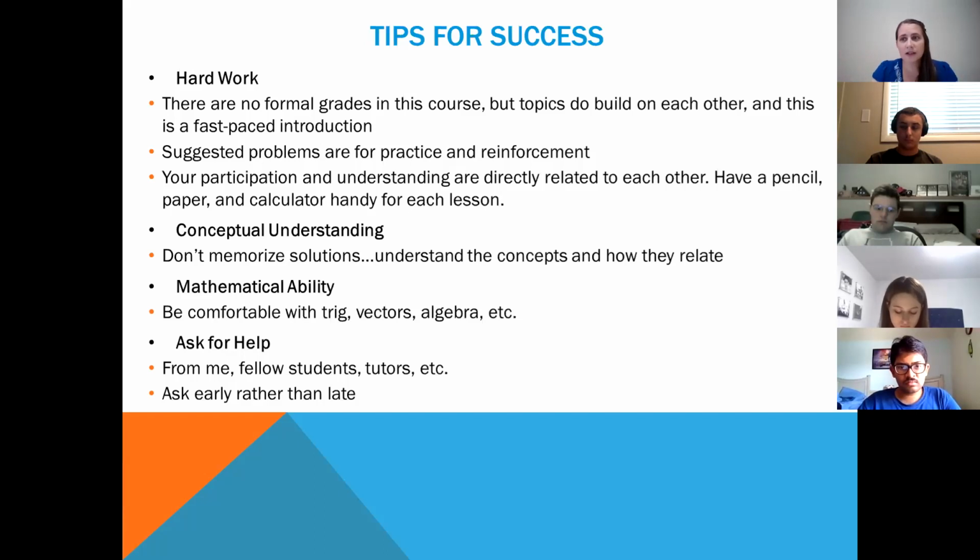This class is really conceptual. I mean, we are going to do a lot of examples, but it is more of a conceptual understanding that's important here. So in this class and in Physics 1 in general, don't just memorize solutions, figure out the process to get to that solution, right? So understand the concepts, how they relate to each other, how you can logically think from one point to another. That's more important than just memorizing a solution to a problem.